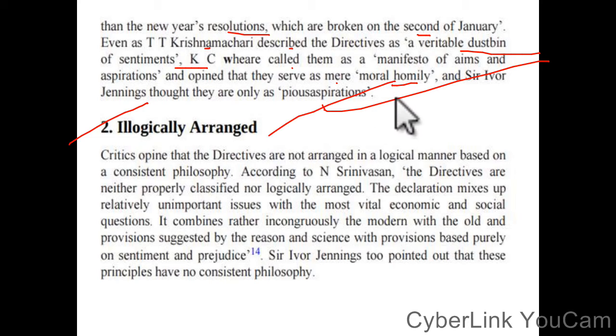Illogically arranged. Critics argue that there is no arrangement of the directives in a logical manner based on a consistent philosophy. According to N. Srinivasan, the directives are neither properly classified nor logically arranged. The declaration mixes up relatively unimportant issues with the most vital economic and social questions.